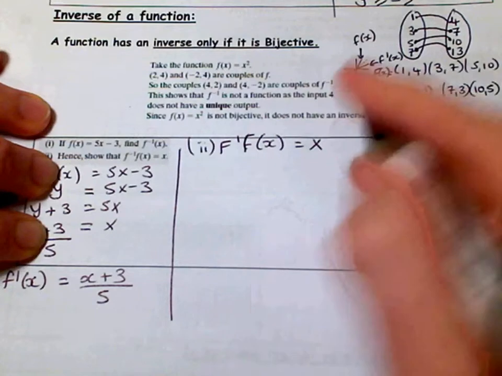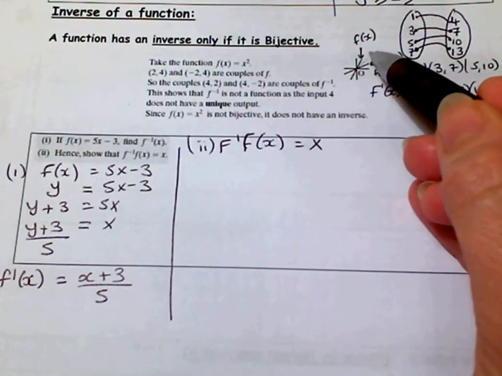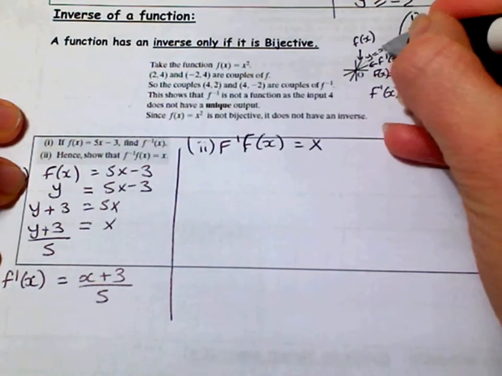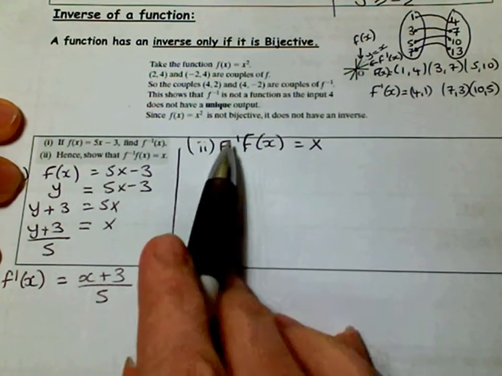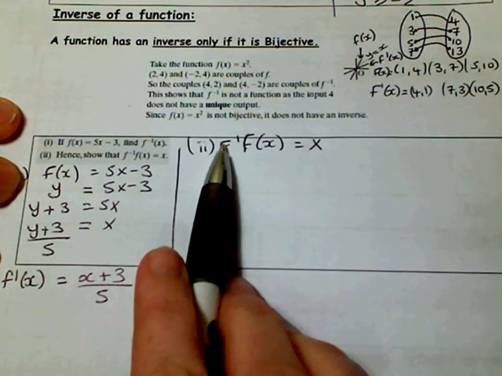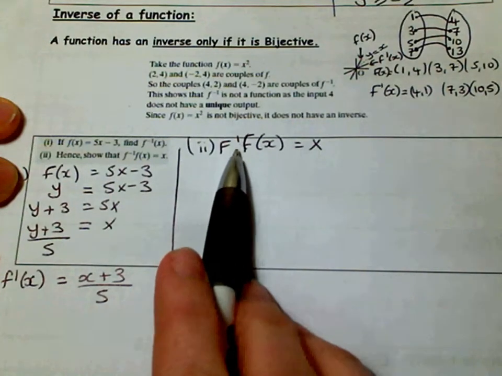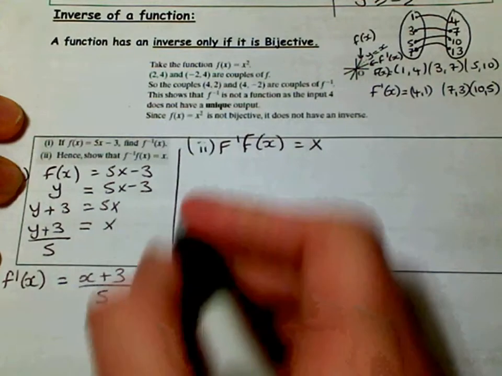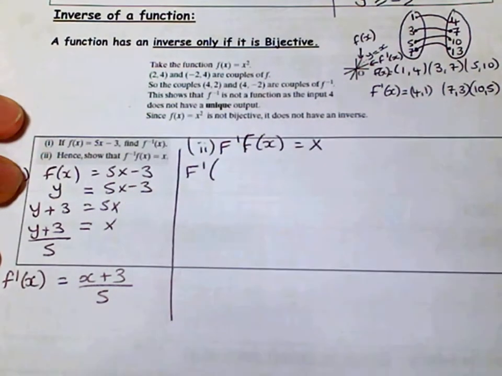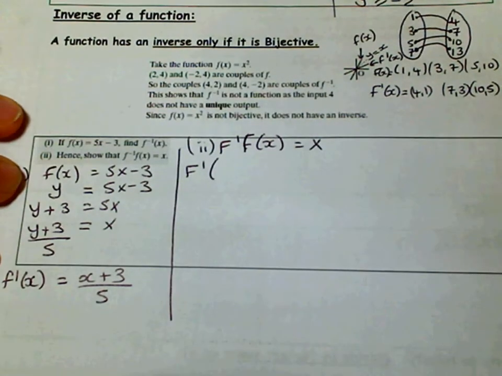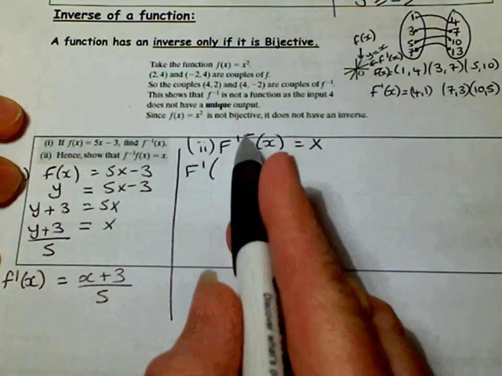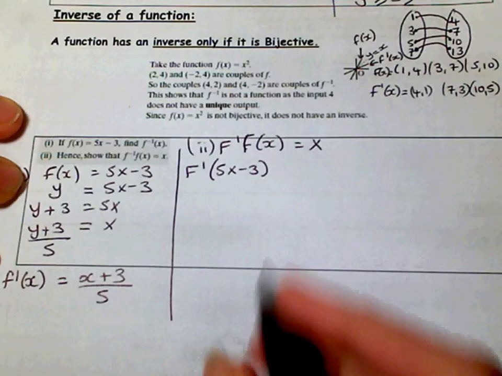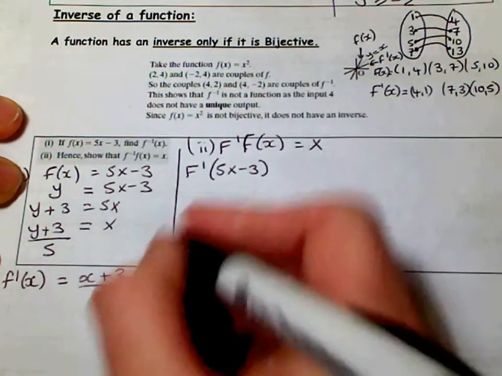To move from your f of x to your f dash of x, it's always reflected in the line y equals x. And that's what I'm going to show here, is that if you do f dash after f of x, you'll always end up with x. Okay, so f dash of, this is going back to our composite functions using the same techniques, f of x, and we know that f of x was 5x minus 3. Okay, and we're trying to prove that's equal to x.